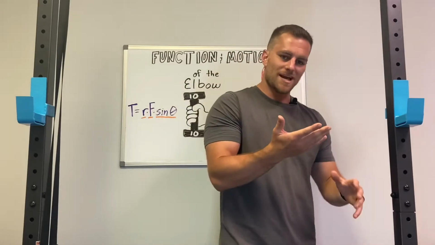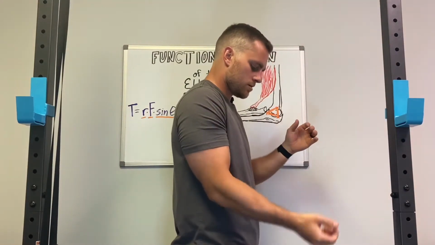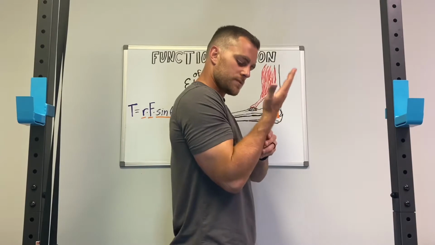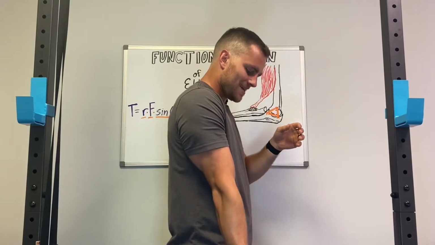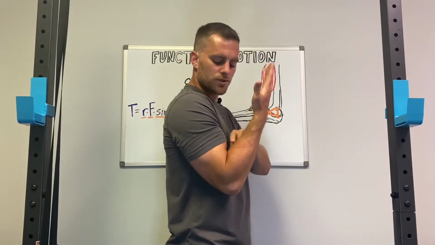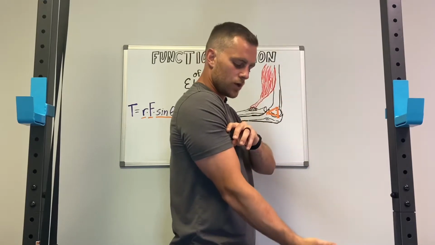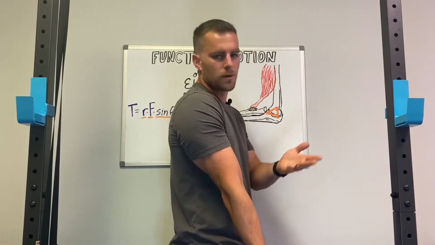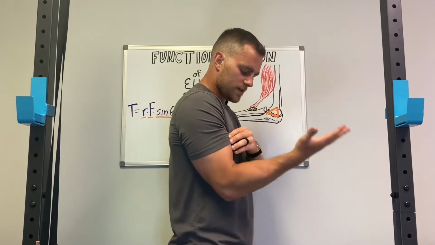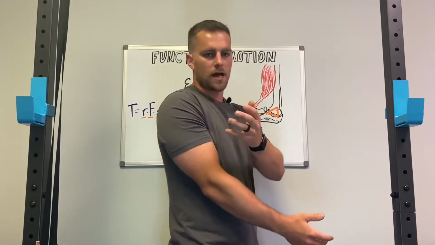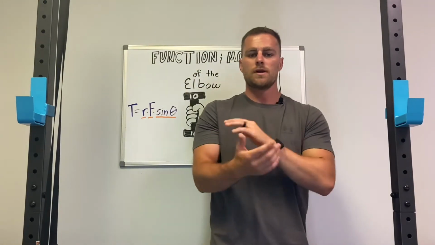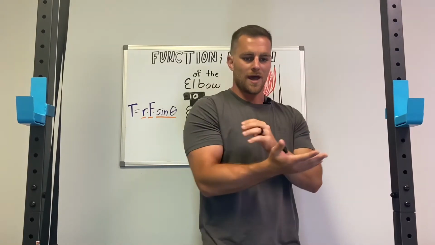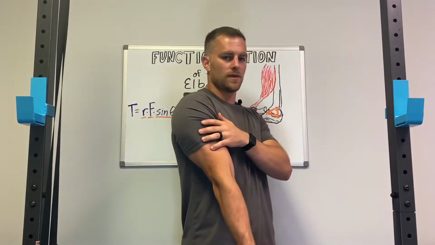All right, now extension would be the opposite way. Okay, so we would be starting from a flexed position and we would be extending downward. So the angle of the elbow starts small and then it increases to be bigger, to about 180 degrees. Okay, this action is accomplished by the three heads of the triceps muscle. You have the short head, the long head, and the medial head, and that creates extension at the elbow.